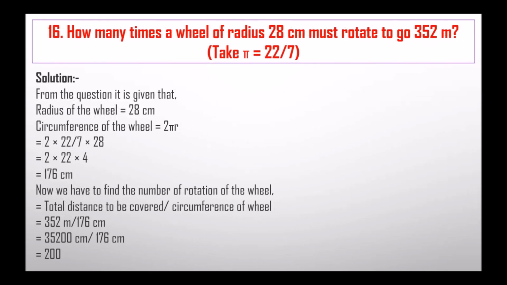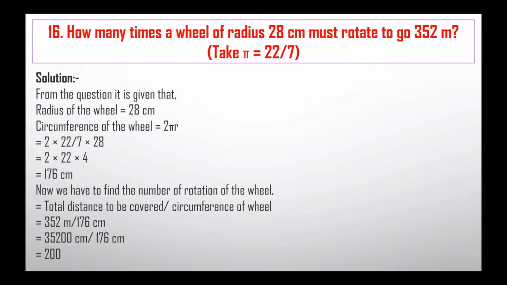16th question. How many times must the wheel of radius 28 centimeter rotate to go 352 meter? Take pi equals 22 upon 7. Radius of wheel equals 28 centimeter. Circumference of wheel equals 2 pi r, that is 2 into 22 upon 7 into 28. So 2 into 22 into 4. We can cut 7 and 28. That is 176 centimeter.